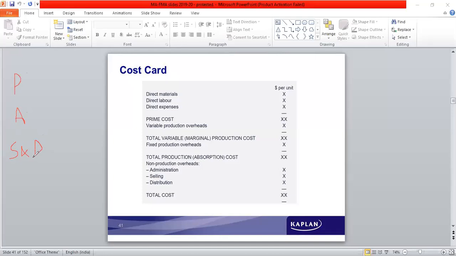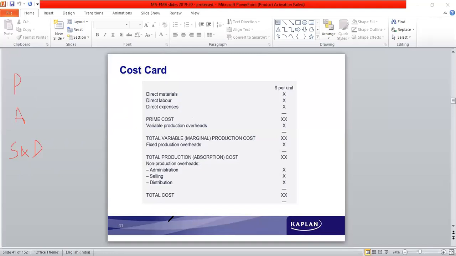So in this order, all indirect costs incurred for production are listed first. Then all indirect costs incurred at the administration level are accounted next. Then finally, all indirect costs incurred at selling and distribution level or function are accounted later on. So the indirect costs are accounted according to production overheads, then administration overheads, then selling and distribution overheads.